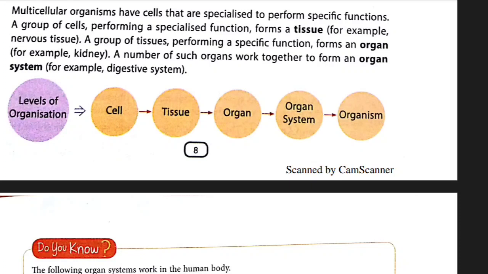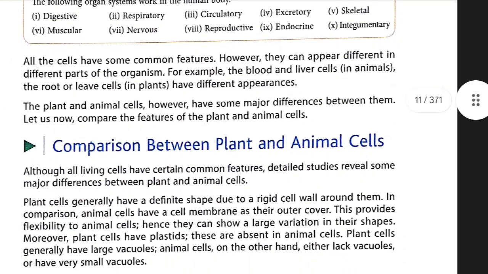Here we take the example of the human body. So finally, the organism is the human. This is the level of organization: how the body of an organism is organized from the cell up to the full body.